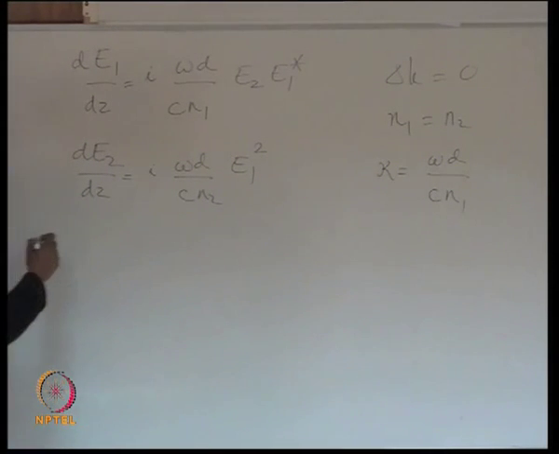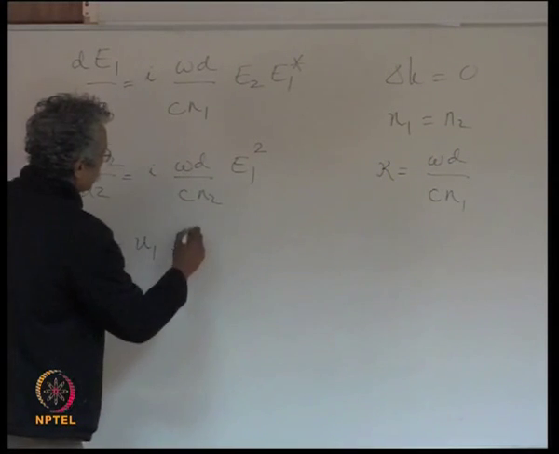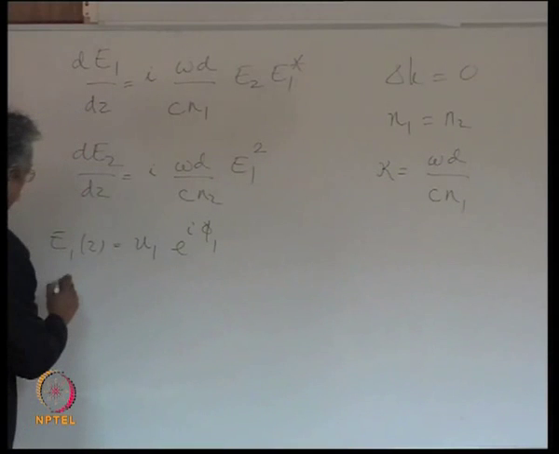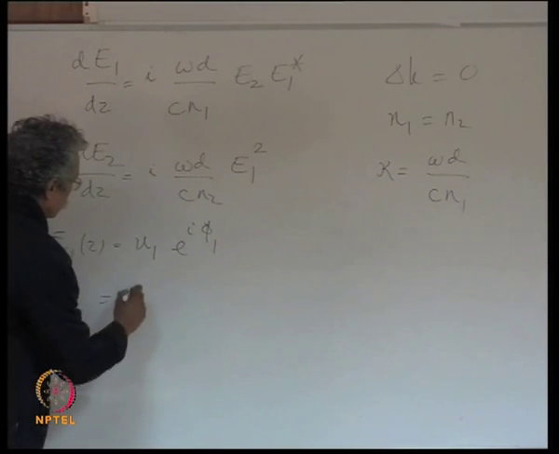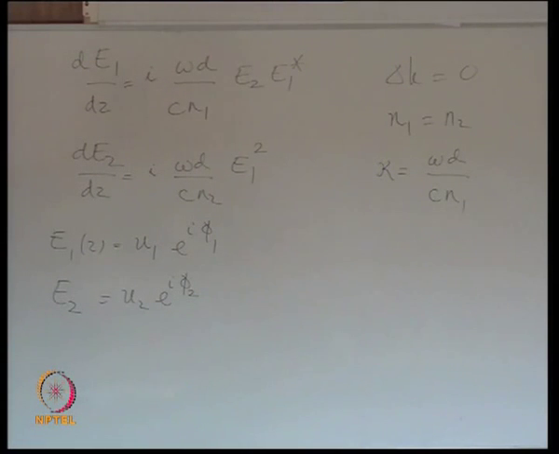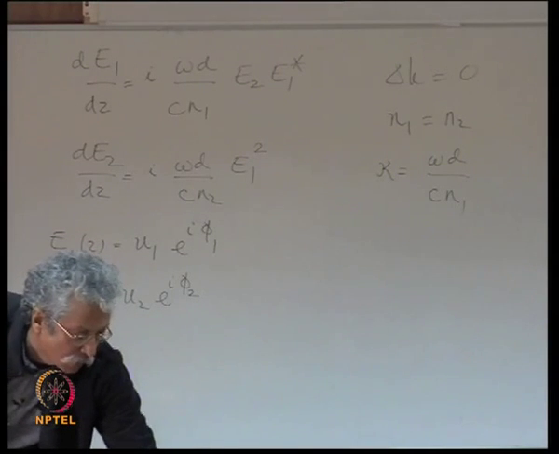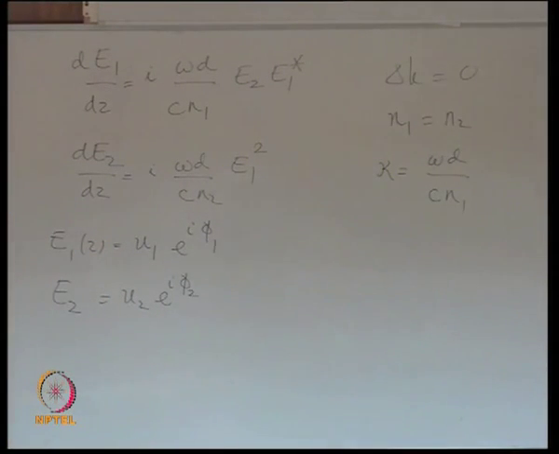So what we did was, we substituted E1 of z is equal to U1 exponential i phi 1, E2 is equal to U2 e to the power i phi 2 into these two equations. Here U1 and U2 and phi 1 and phi 2 are all real quantities. We then equated the real and imaginary parts on both sides and got the following four equations.